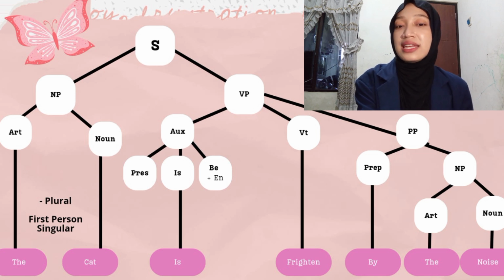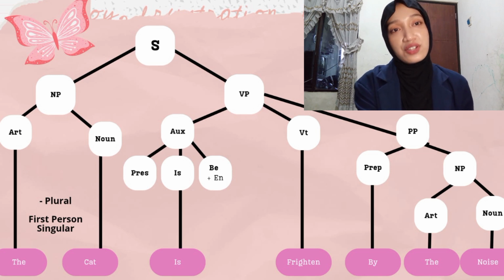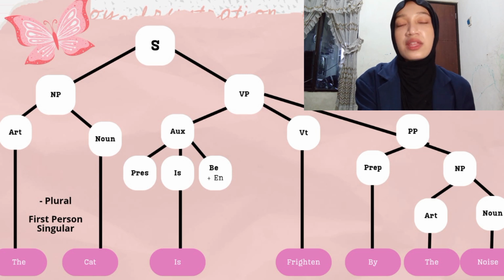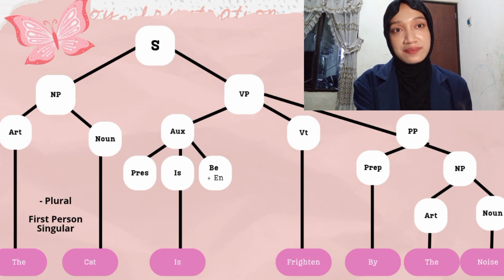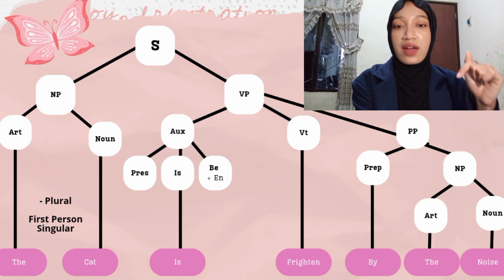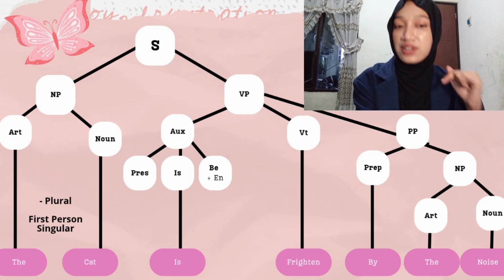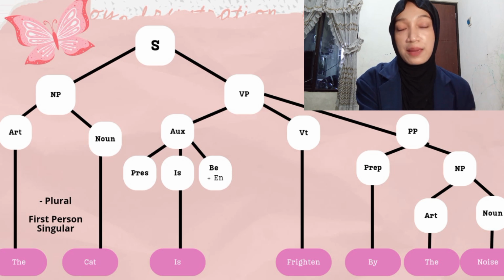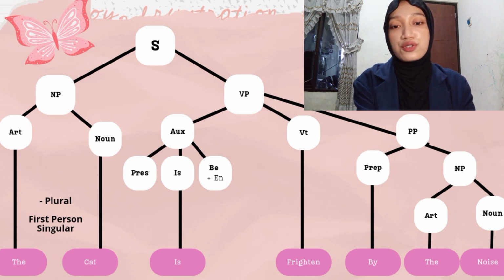Finally, let's combine everything into the complete tree diagram for the sentence, the cat is frightened by the noise. Here's the full structure. This diagram shows the hierarchical structure of the sentence step by step, from the top level sentence node to its smallest components. Okay, let's move to the summary of the video.